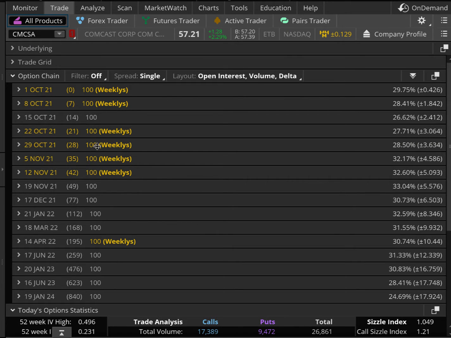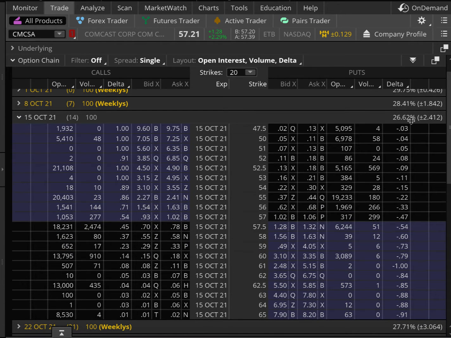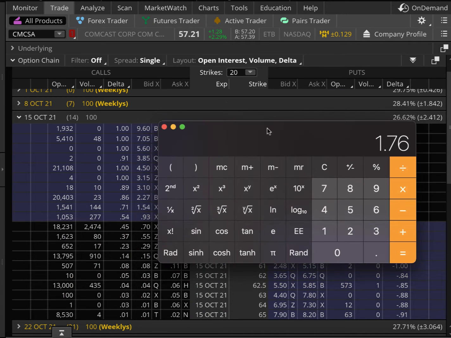Now, looking at the options chain, we're going to look at the monthly, and this number here, as we had discussed in our previous video on options chain, is the implied volatility priced into these options. Now let's calculate our upward range of anticipated movement on Comcast. We're going to bring over our calculator, and we're going to take the market price plus the implied move.